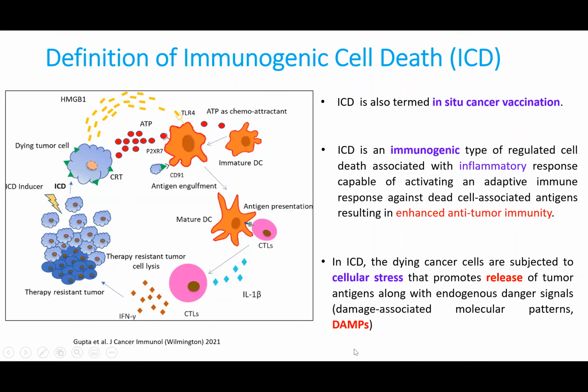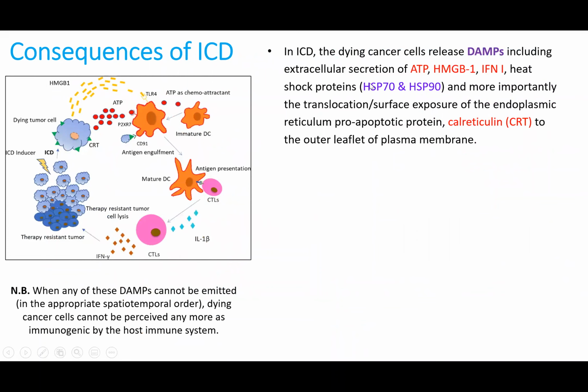or DAMPs. In immunogenic cell death, these dying cancer cells release DAMPs, including release of ATP, which will induce activation and recruitment of dendritic cells, release of high mobility group box 1 protein, HMGB1, release of type 1 interferon, release of some heat shock proteins, and also, more importantly, translocation of the endoplasmic reticulum protein calreticulin, CRT, from the endoplasmic reticulum, so that it is surface exposed on the surface of dying cancer cells.